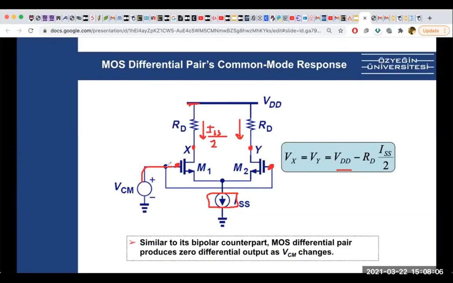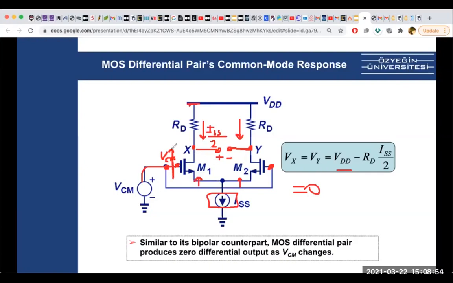So if we apply the same voltage, output differential will be what? This voltage will be what? It will be 0, right? Vx equals Vy, so Vx minus Vy equals 0. As you can see, even if we change VCM, the current on these transistors won't be changing. The only thing that will change, if VCM increases, is that this node will increase voltage-wise. But the current is still the same.